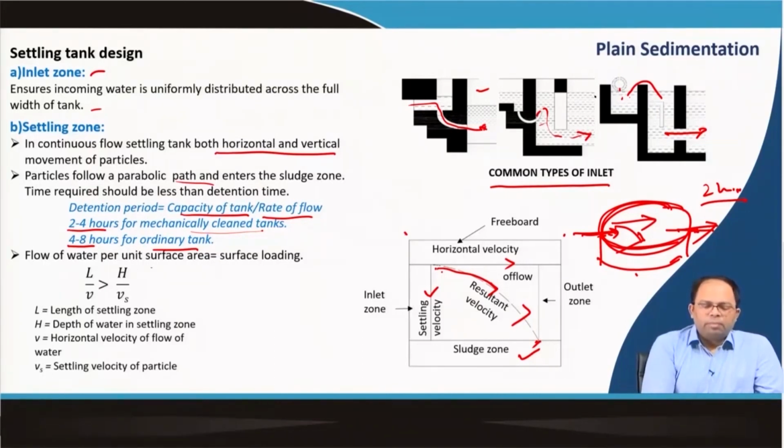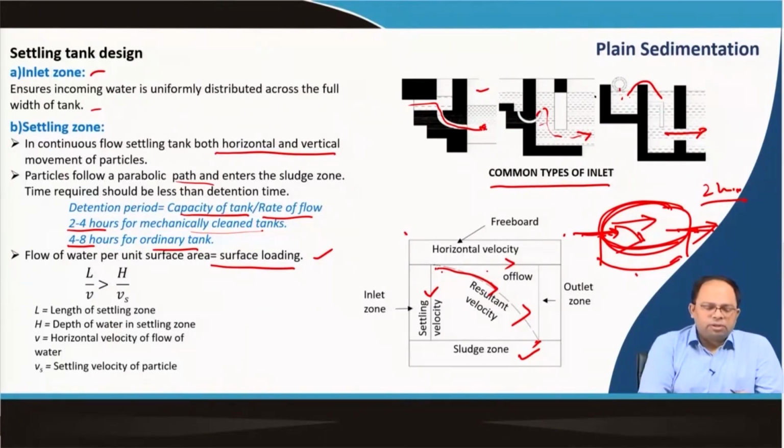And flow of water per unit surface area is basically the surface loading, that is how much water we need to load per square meter of the surface. So, you usually have surface loading rates for this kind of tanks, and because they are spread all over the surface, only then do the particles start falling down.